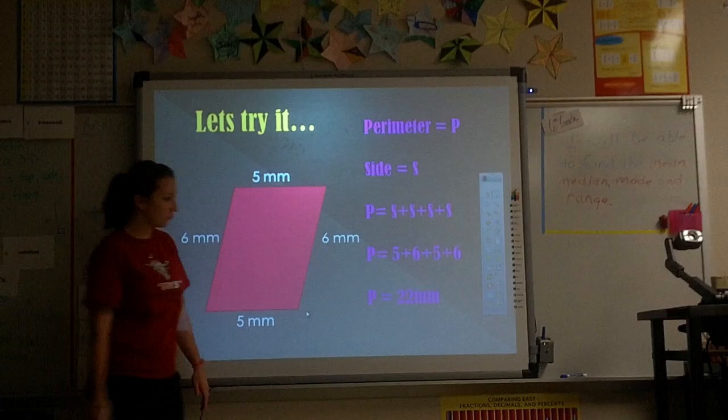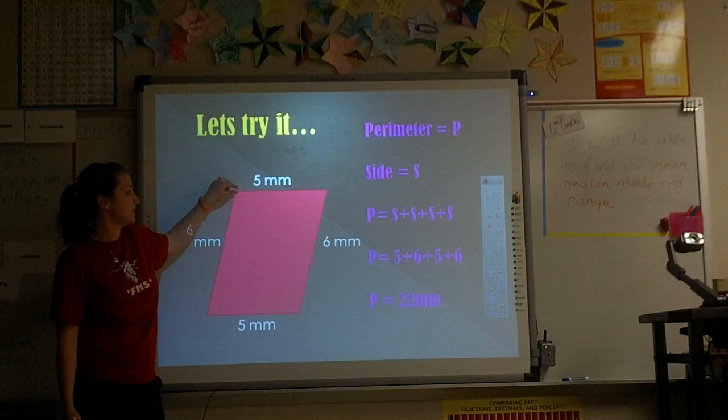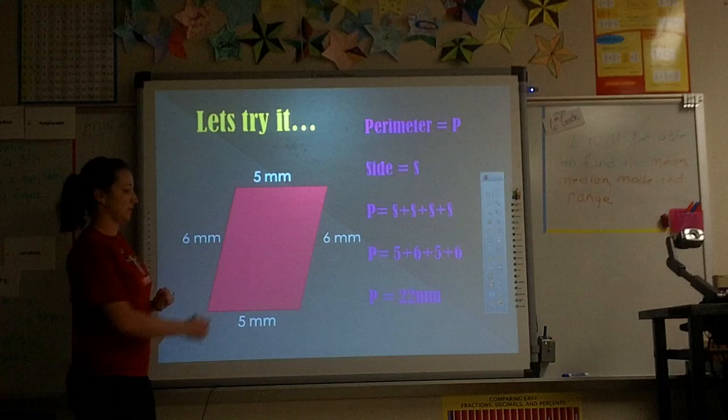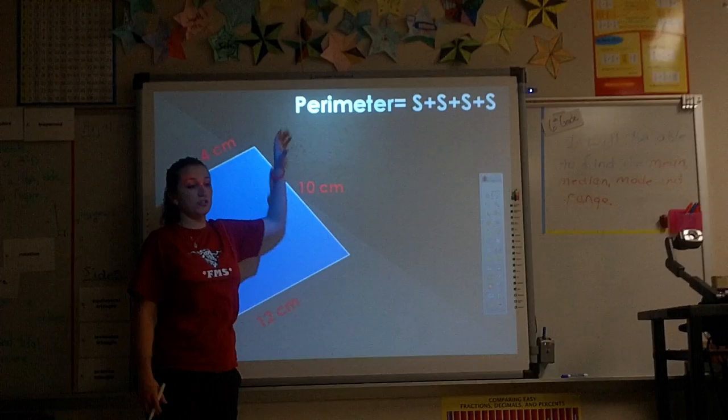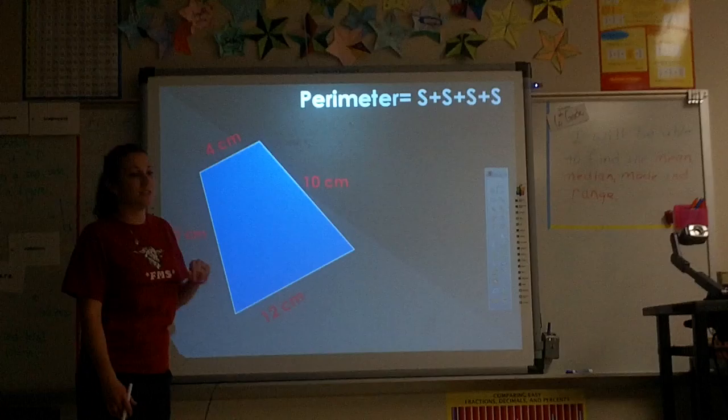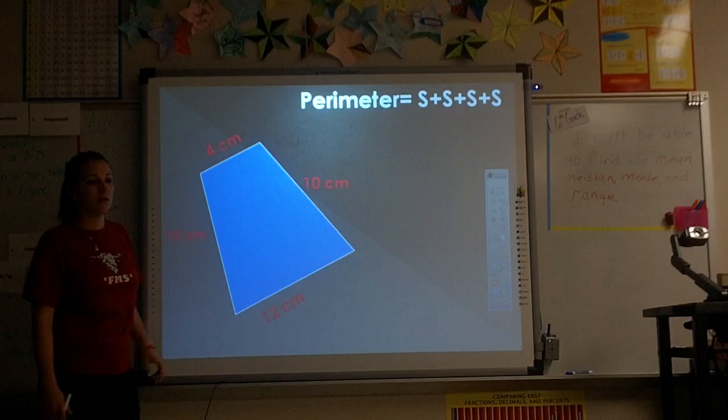Okay, so we have 4 sides. Okay, we have a side that's 5 millimeters, 6 millimeters, 5 millimeters, and 6 millimeters. Okay, when we do the math, 22 millimeters. The perimeter of this object is 22 millimeters. The distance around the object is 22 millimeters.